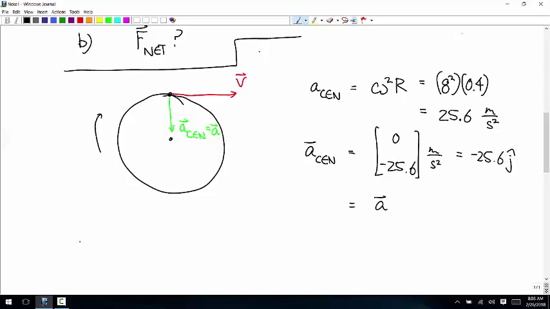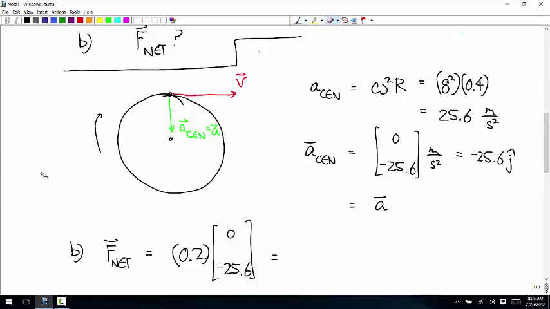That's right, for B. So F net is just 0.2 times 0, negative 25.6, which is 5.12 newtons, or you can write that as negative 5.12 j.